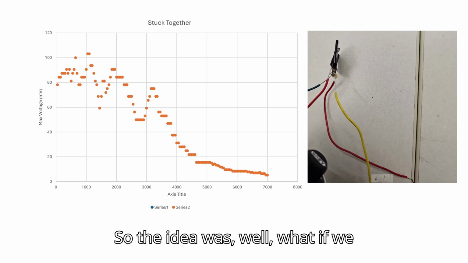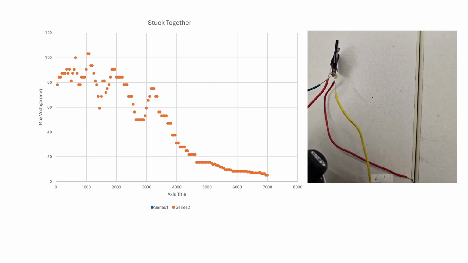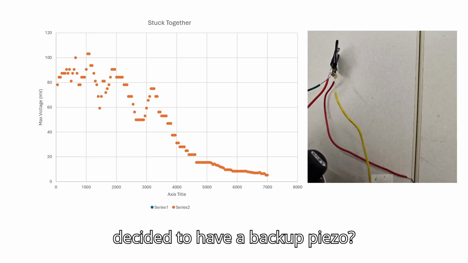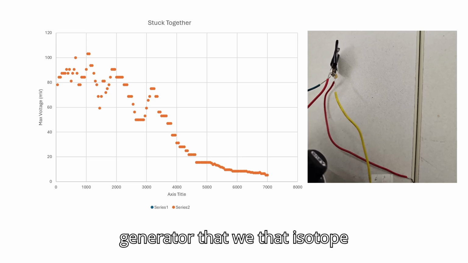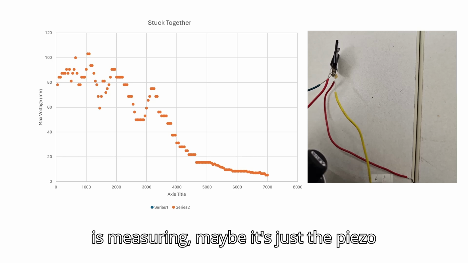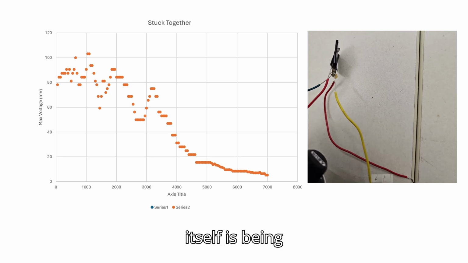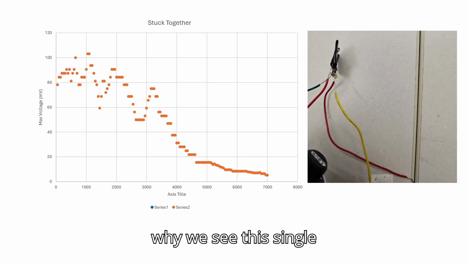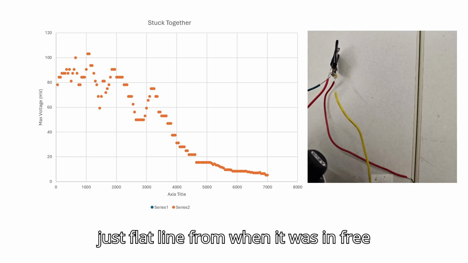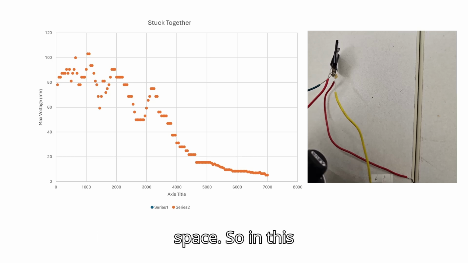So the idea was, what if we decided to have a backup piezo? Because if one piezo is acting as both the conductor and the generator that the oscilloscope is measuring, maybe the piezo itself is being overpowered. It can't handle it, which is why we see this single flat line from when it was in free space.